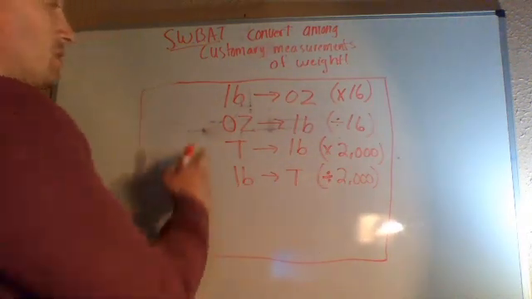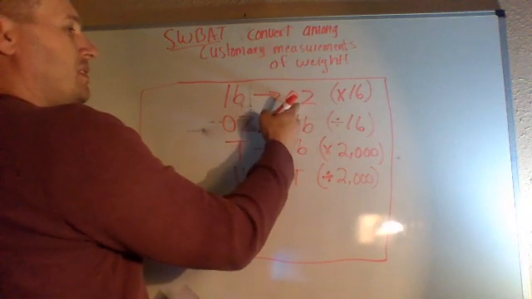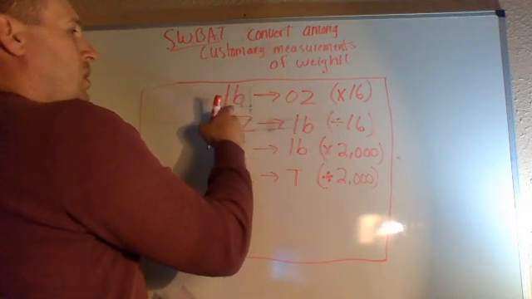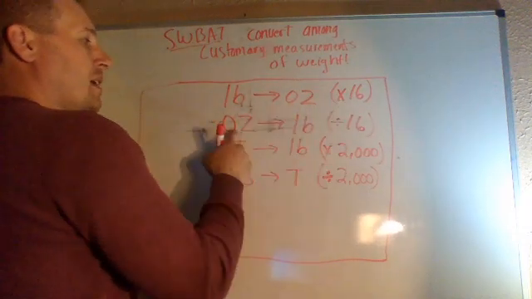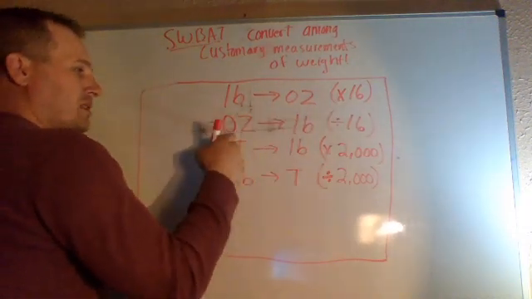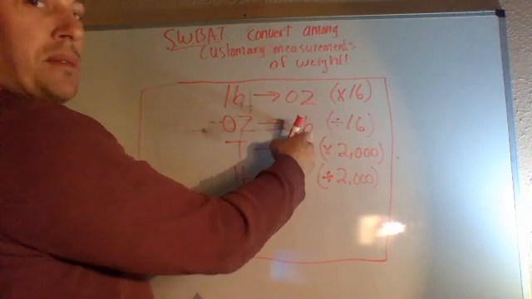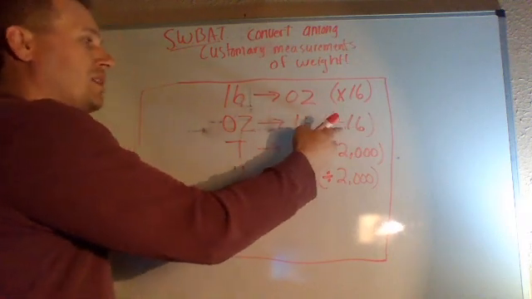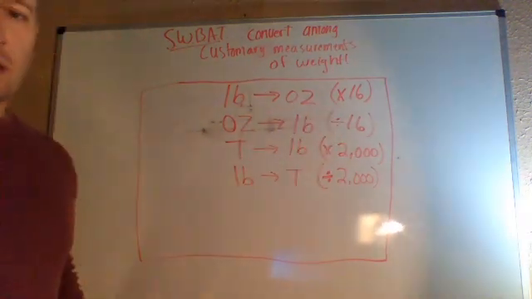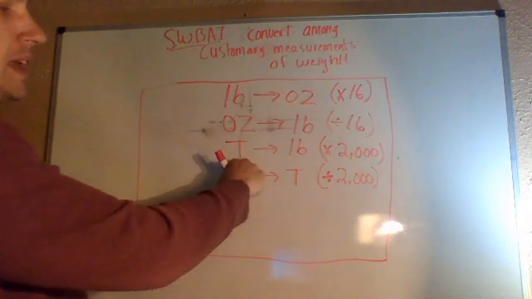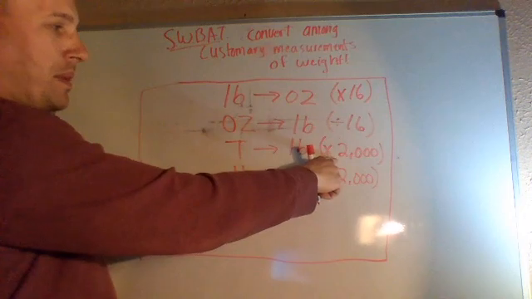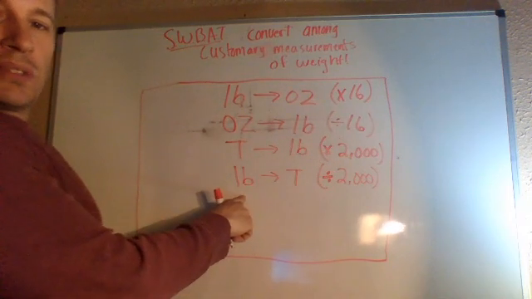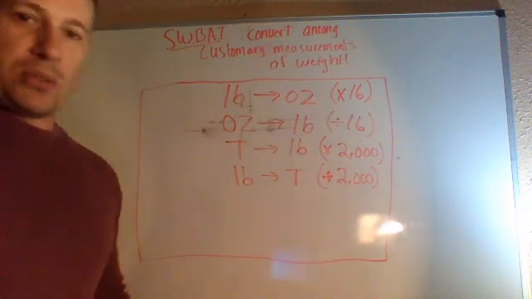But here's the deal. We're going from pounds to ounces. Ounces is small, so we're going from a big thing to a small thing. There's more of them, so we multiply. Here we're going from ounces to pounds. It's a small thing going to a big thing, so we're going to divide by 16. Here again, tons is big, and we're going to something small, so we're going to multiply by 2,000. Here we're starting with something small, going to something big, so we're going to divide by 2,000.